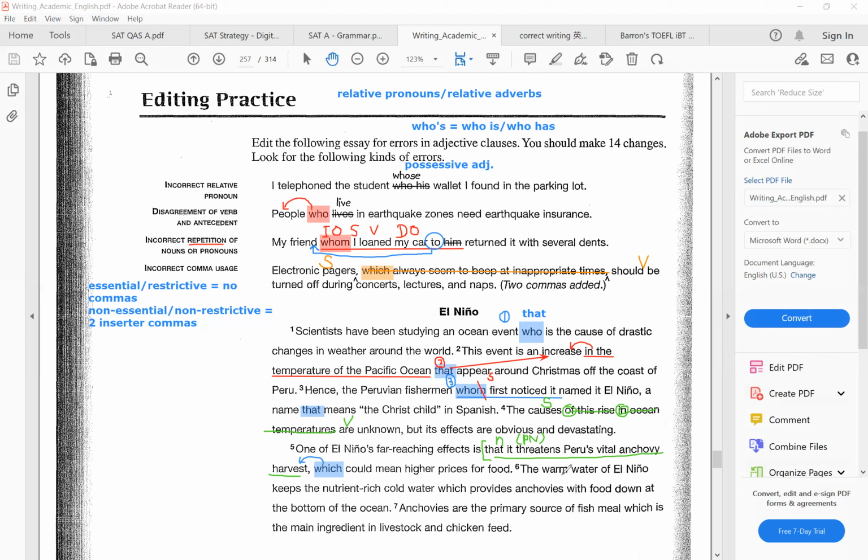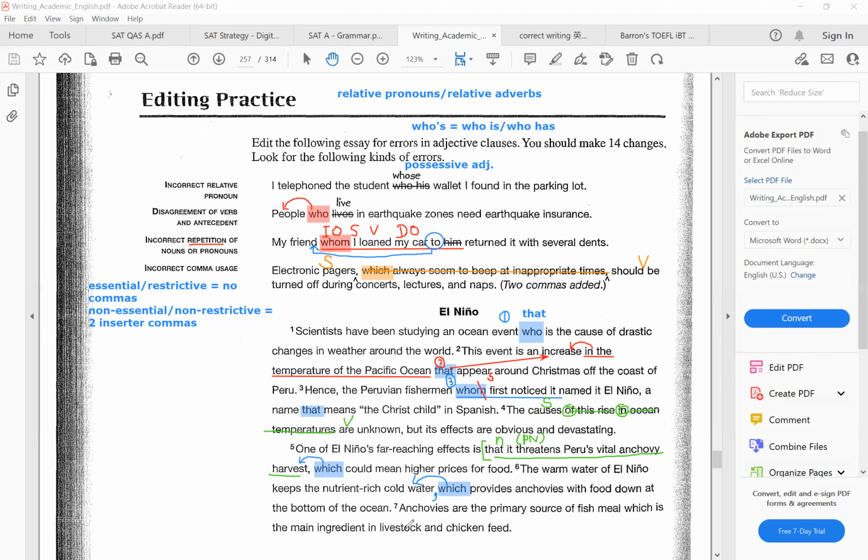The warm water of El Nino keeps the nutrient-rich cold water, I have another relative pronoun, which provides anchovies with food down at the bottom of the ocean. Well, since we're referring to nutrient-rich cold water, not just any water, right? This is very specific. So I have to use non-essential or non-restrictive adjective clause, but in that case, I would need to add a comma here.